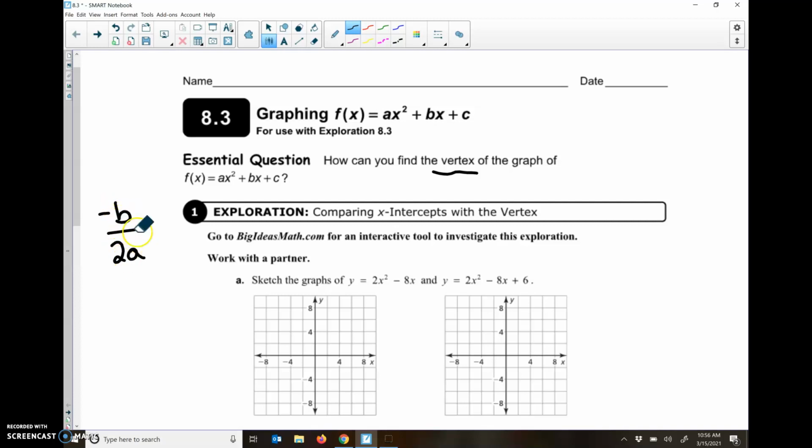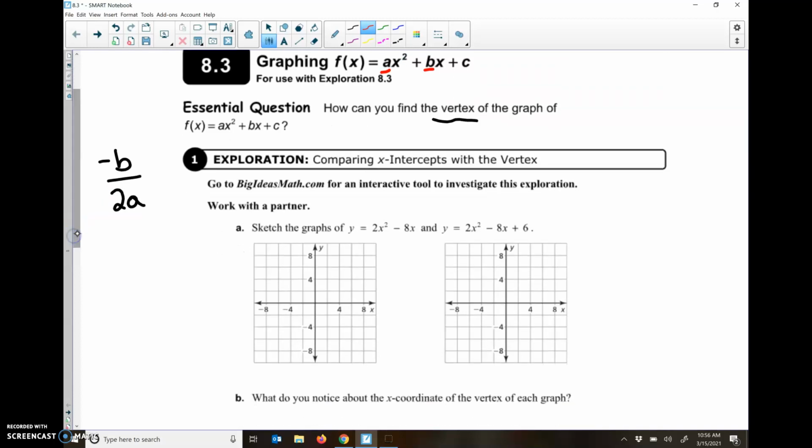And when I say negative b over 2a, remember, I'm talking about this a and that b there. So the number next to the x squared is always the a. The number next to the x is always the b. So if we're looking at example a here, I have 2x squared minus 8x. So that means the 2 is my a, and my b is negative 8. So instead of negative b, I'm going to put a negative 8. So even though it's still negative there, you need two negatives there.